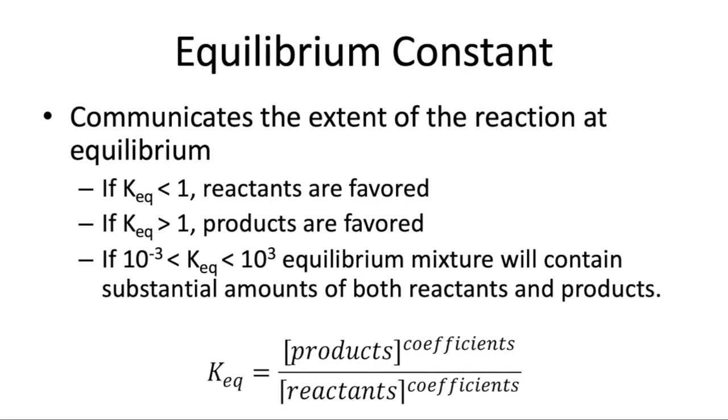When we write our equilibrium expression, we put products on the top, we raise them to the power of their stoichiometric coefficients. We put reactants on the bottom and raise them to the power of the stoichiometric coefficients. And we include gases and aqueous solutions. We do not include solids and liquids.